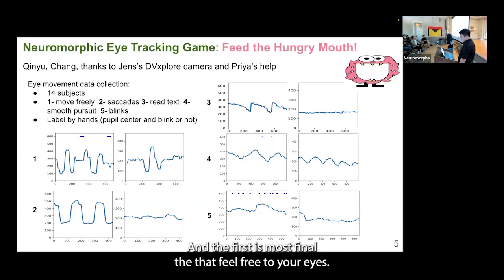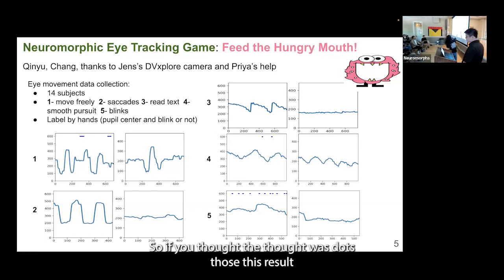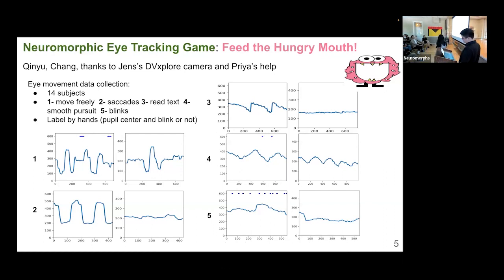And the fourth is smooth pursuit. The final one is just feel free to blink your eyes. So you see this dark blue dot means someone is blinking and otherwise it's not. So I'm trying to make this data set clean and precise and hope it can contribute a little bit to the event-based eye tracking field.